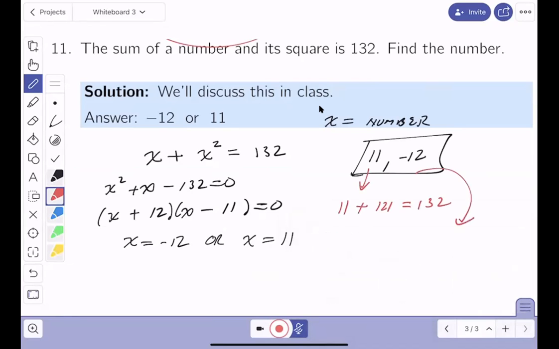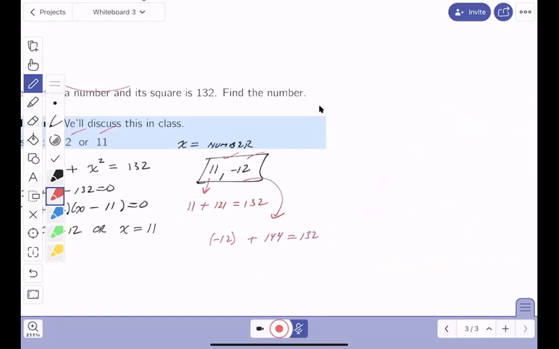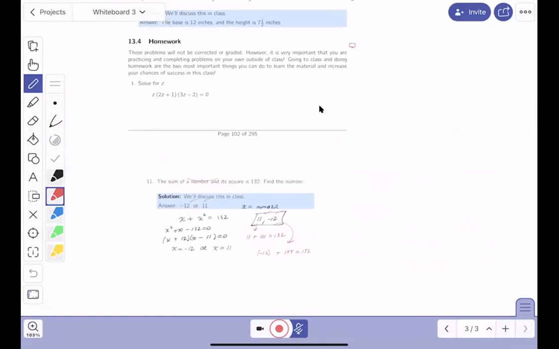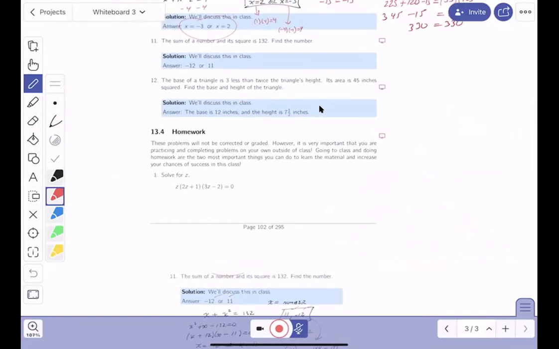Let's try this one. What does it say? The sum of a number and its square. What's the square of minus 12? 144. That's also equal to 132. All right. So these are working out nicely. That certainly matches our key too, which is good. The key should be accurate. And again, if something you don't feel is accurate, you should bring it to our attention.